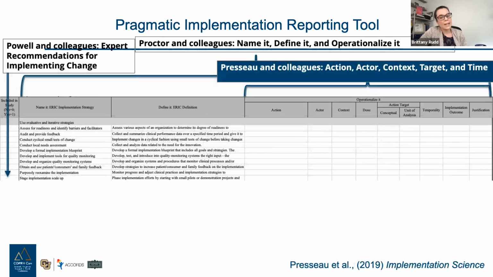We further enhance Proctor's operationalize it by pulling from recent advances in specifying implementation, namely Proctor and colleagues' action, actor, context, target, time model. So they proposed including components like the context for implementation in addition to action, actor, dose, target, and temporality, and outcomes and justification, as was proposed by Proctor.